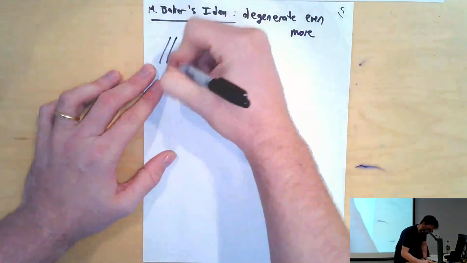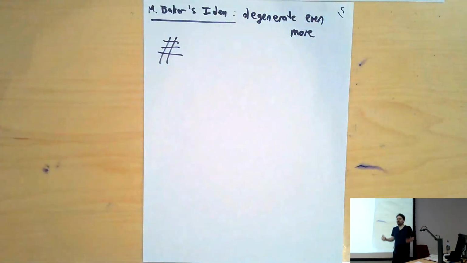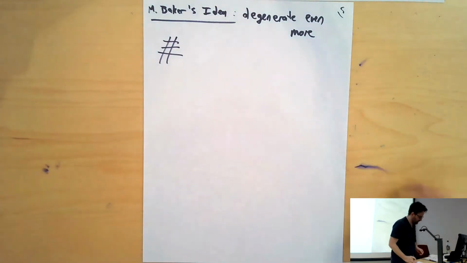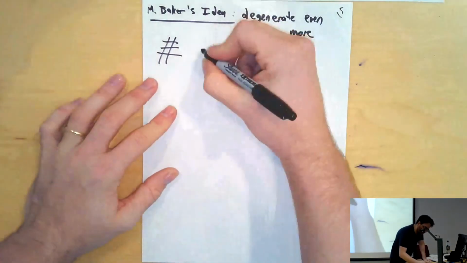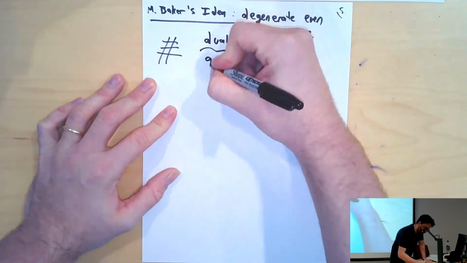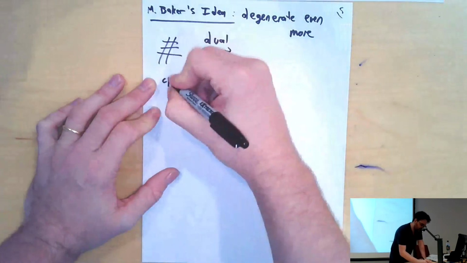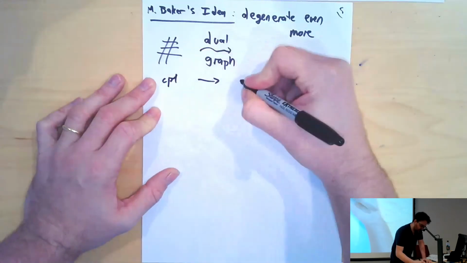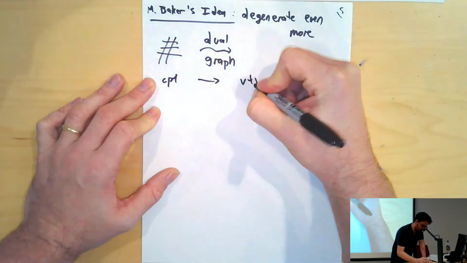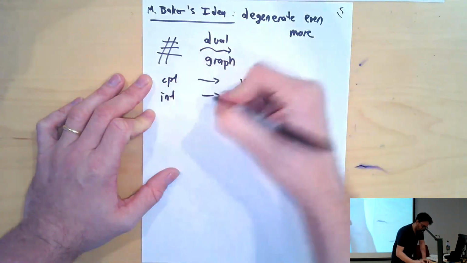So if you have a stick figure, in this case a stable curve, a bunch of P^1s intersecting transversely, then you can associate to this its dual graph. For each component, you associate a vertex, and then for each intersection, you add an edge.